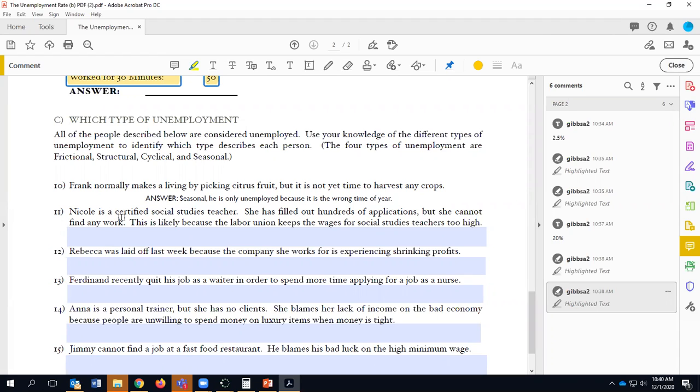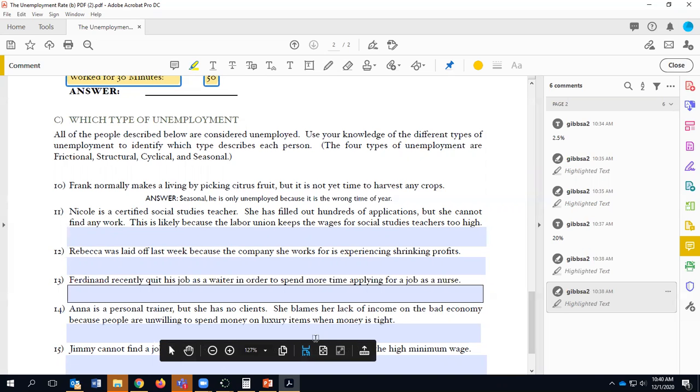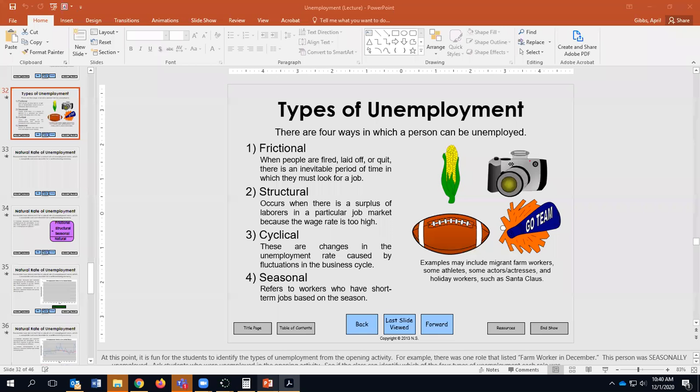So Nicole is a certified social studies teacher. She has filled out hundreds of applications, but she cannot find any work. This is likely because the labor union keeps the wages for social studies teachers too high. So what type of unemployment is she? If the wages are too high, what'd you say, Zoe? Structural? Yes.